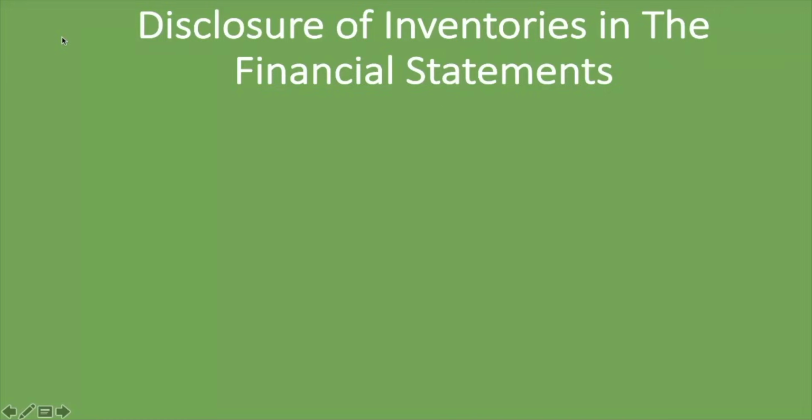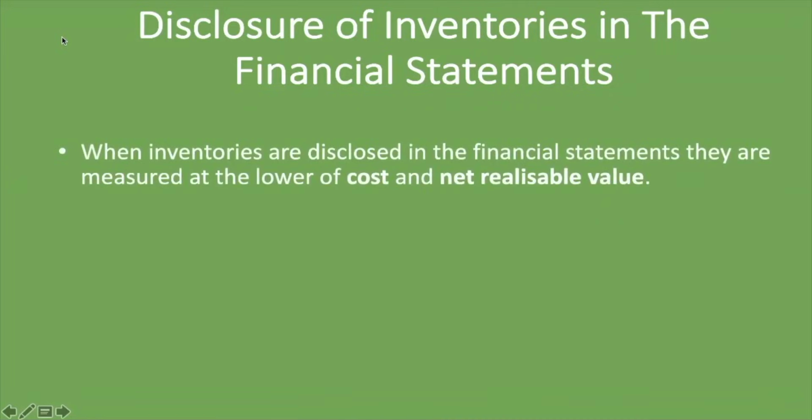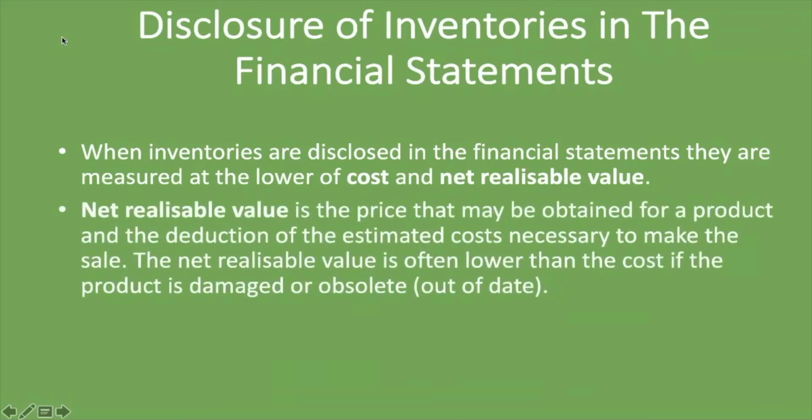Now, how do you disclose inventories in the financial statements? This is another important factor. How do your inventories affect your financial statements? So let's look at that. When inventories are disclosed in the financial statements, they are measured at the lower of cost or net realizable value, whichever one is the lower one. The net realizable value is the price that may be obtained for a product less the deduction of the estimated costs necessary to make the sale. The net realizable value is often lower than the cost if the product is damaged or obsolete, and by obsolete you mean out of date.